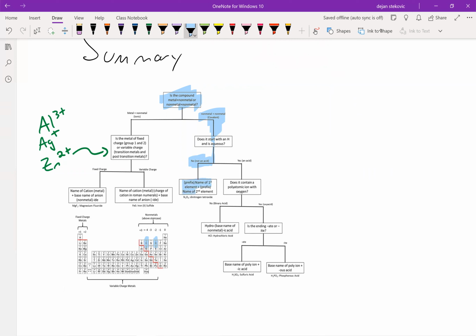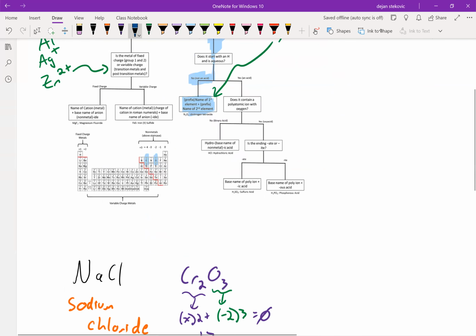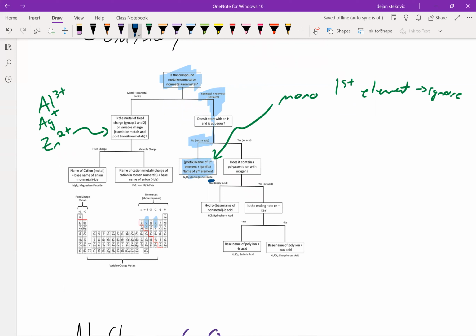And here we get the prefix of the first element plus the prefix, plus then the name of the second element, and then we add the "ide" ending as well. Of course, if it's mono on the first element, then we ignore that mono part. So for example, here we have CO2, that's carbon. We ignore the mono because it's the first one, and then it's dioxide, right? So don't forget to add that "ide" ending. I should have "ide" there.